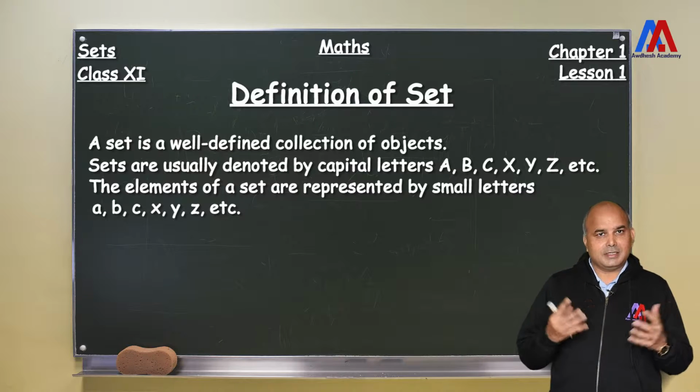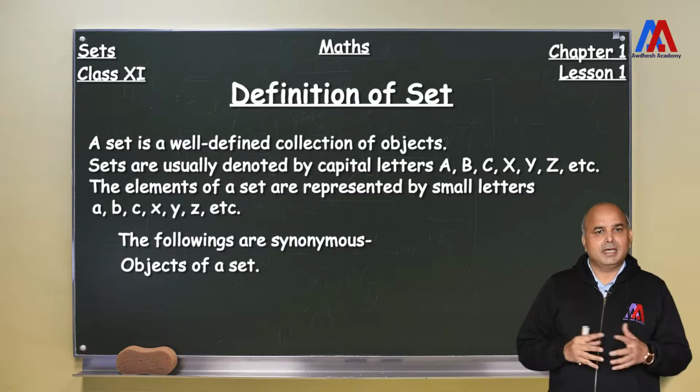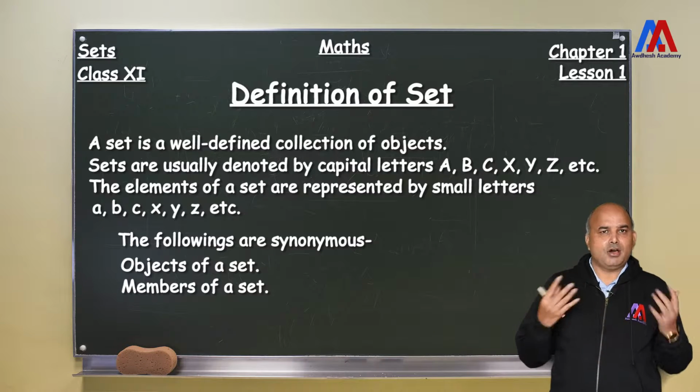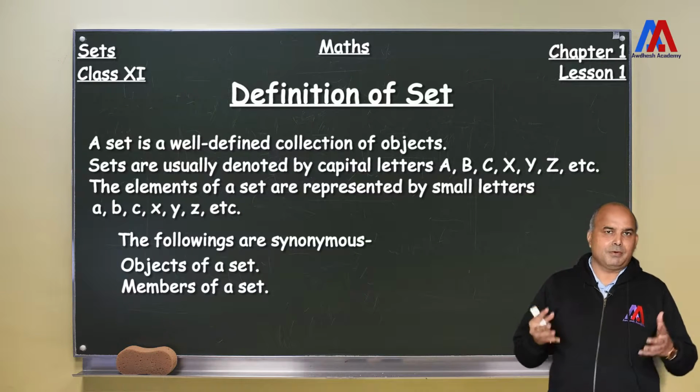You also have to understand that an element is known by different names. The element is sometimes called an object. Element is also called a member. So elements, members and objects are one and the same thing, and we can use different terms depending upon the situation.